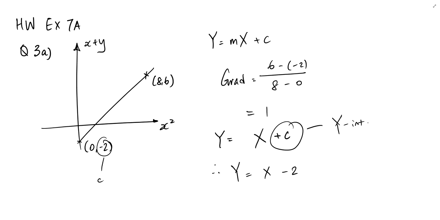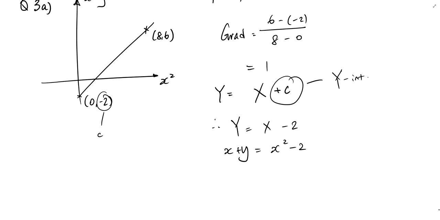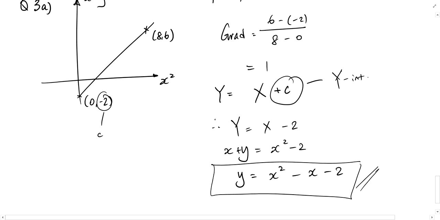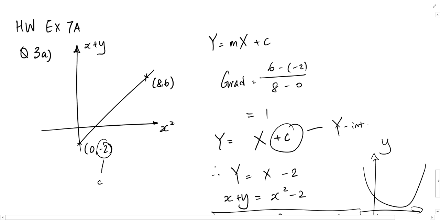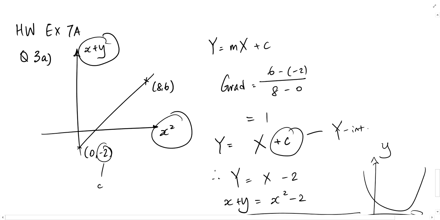Okay, then what next? Big X is X plus Y, big Y is minus 2. Then? So Y equals to X squared minus X minus 2, right? Okay, so class, this is the answer. This is meant to be a quadratic curve. It will give us a parabola when I plot small y against small x. But the moment I change it to plotting X plus Y against X squared, I get a straight line.